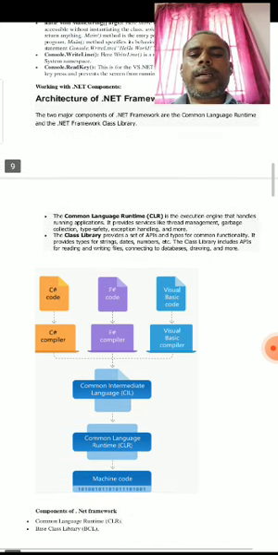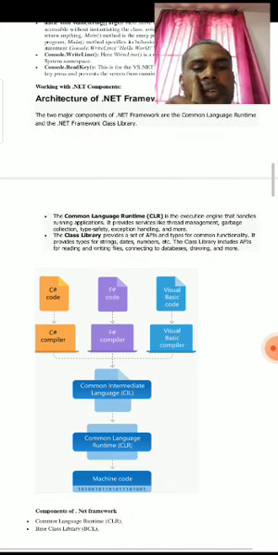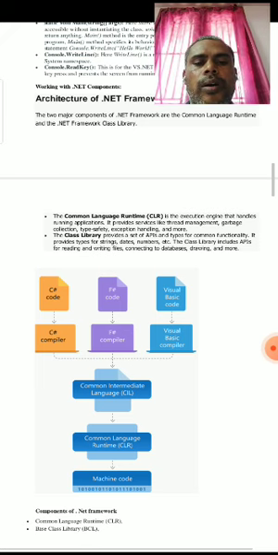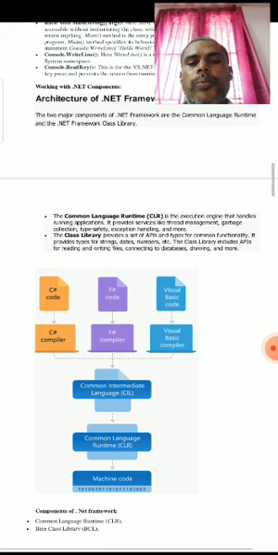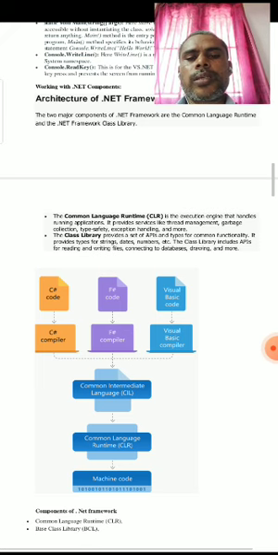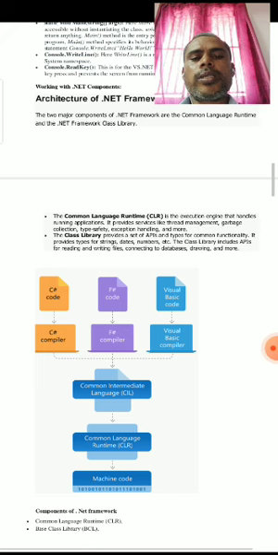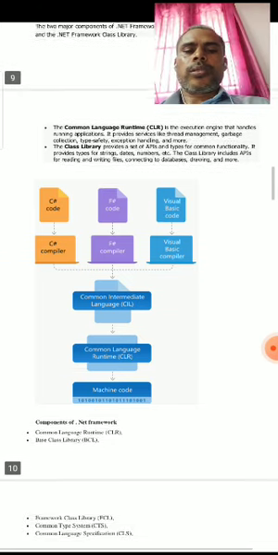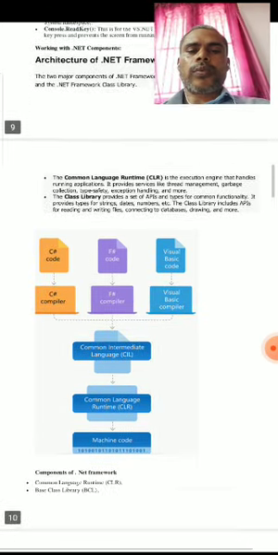The class library provides a set of APIs for common functionalities. It provides the types for strings, dates, numbers, etc. The class library includes APIs, application programming interfaces, for reading and writing files, connecting to databases, drawing, etc. So, this is the general structure of the architecture of .NET framework.